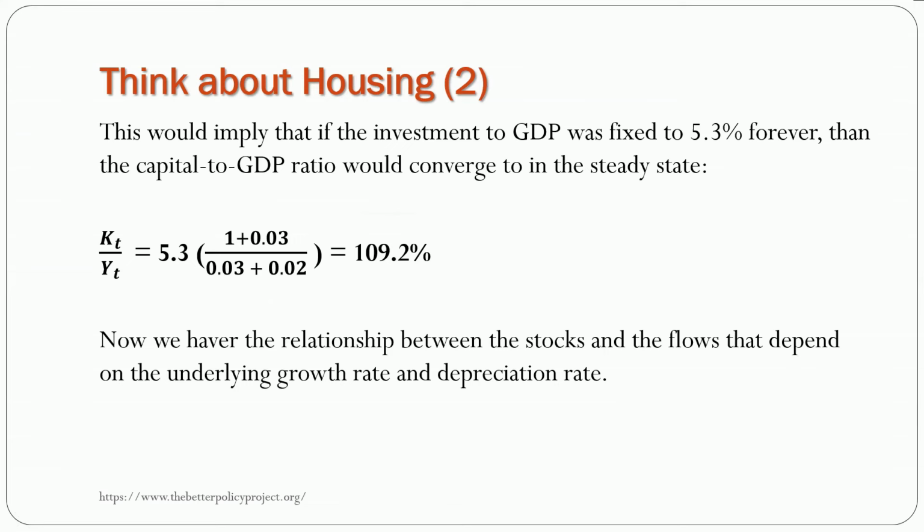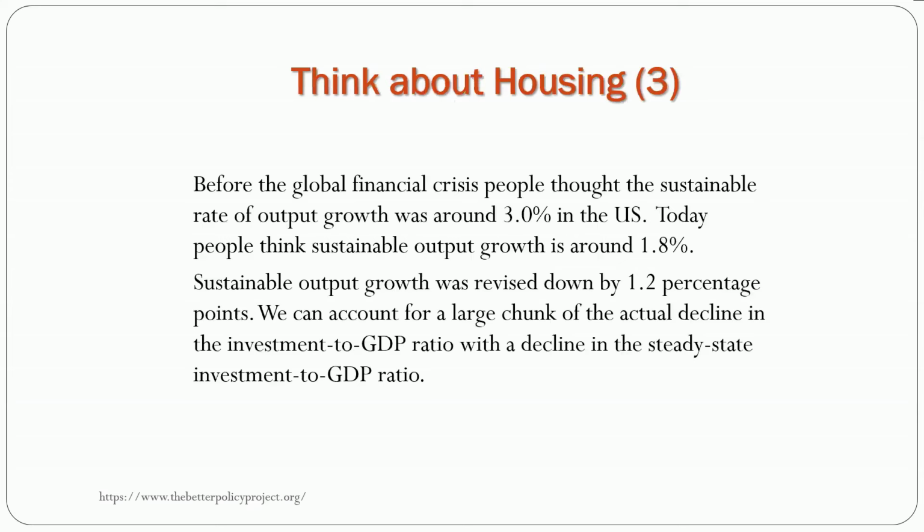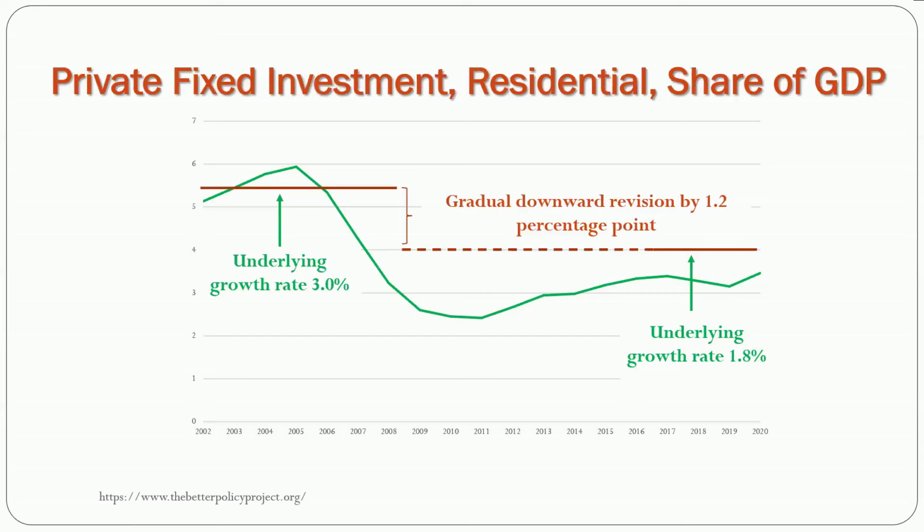With this equation, we have a relationship where the flows depend on the underlying growth rate, and also on the depreciation rate. Before the 2008 global financial crisis, some people thought the sustainable rate of output growth in the US was about 3%. Today expectations have changed, and people think sustainable output growth is around 1.8%. Sustainable output growth was revised down by 1.2 percentage points, and you can account for a large chunk of the actual decline in the investment to GDP ratio with a decline in the steady state investment to GDP ratio as well.